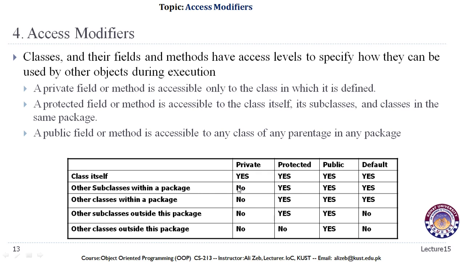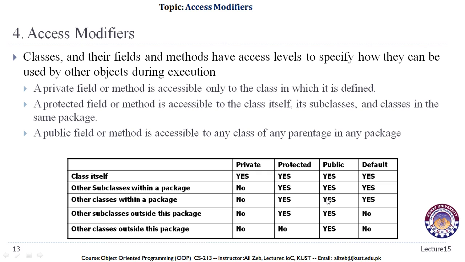A private field or a method is not accessible to other subclasses within a package. A protected field or a method is accessible to the other subclasses within the package. A public one is of course accessible to other subclasses within the package, and a default method or field is accessible to the other subclasses within the package. A private one, again, is not accessible to other classes within a package, and the rest of the three are accessible.